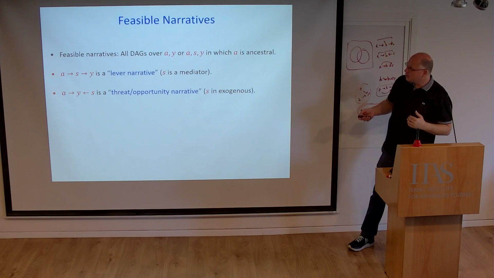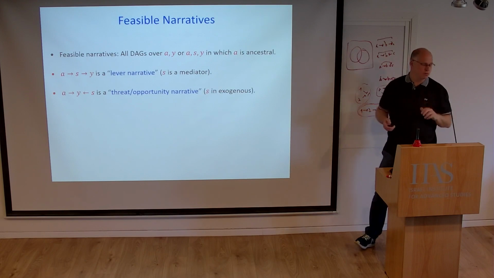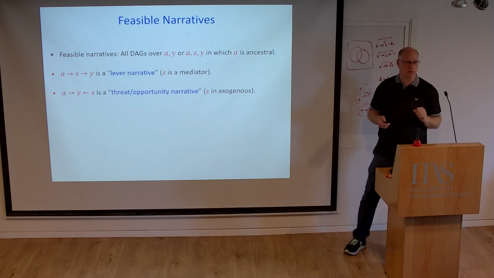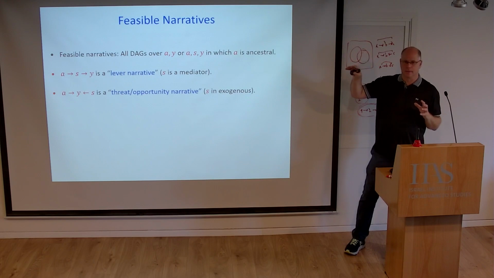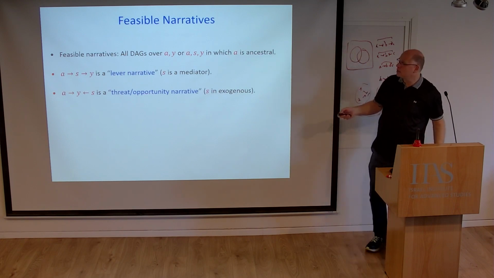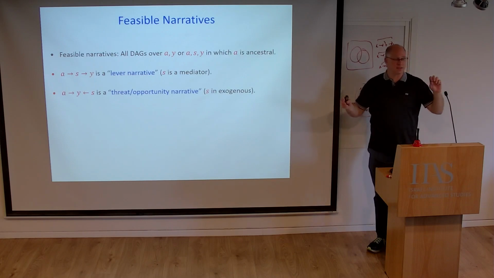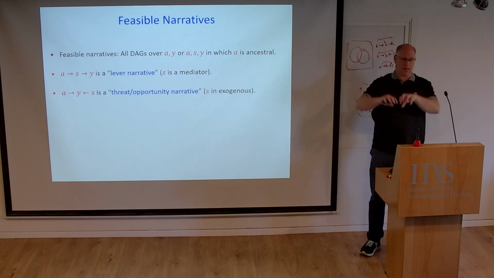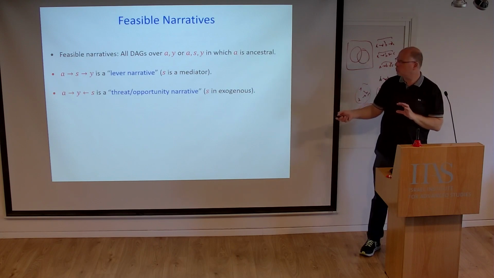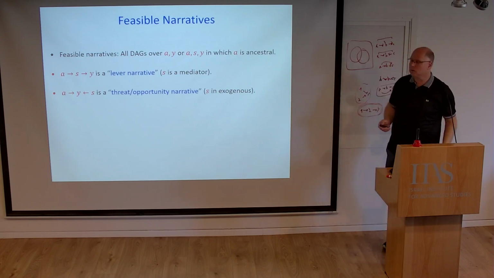And there is a narrative that we have this clumsy name we call the threat opportunity narrative, which views S as an exogenous variable. In this narrative, you don't influence S. S is an independent variable that you cannot influence with your actions, and Y is a consequence of A and S. Both of these narratives are false, because the true narrative is that A and Y are independent, and S is a consequence. So both of these narratives are false narratives, and I want to focus on these. I want you to have in mind those two narratives.